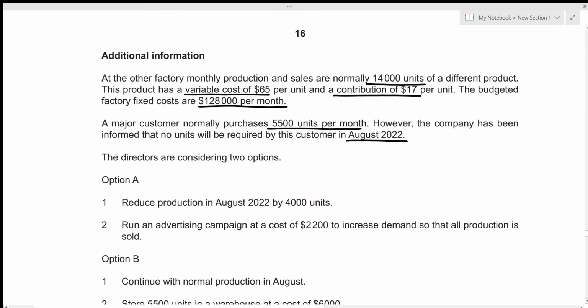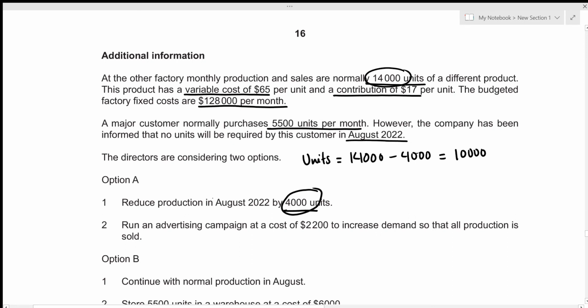We are to reduce production in August 2022 by 4,000 units. So that means our total units will be reduced. Previously it was 14,000 units, right? Now we just need to reduce the production by 4,000. So let's subtract it. This gives our new units to be 10,000.